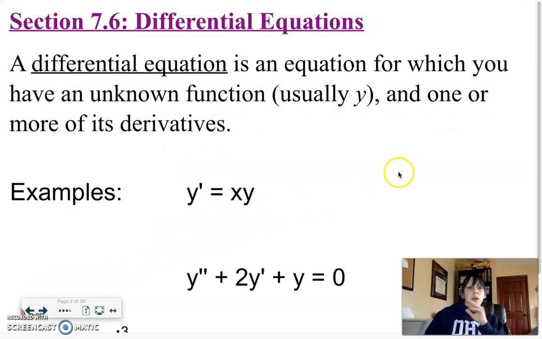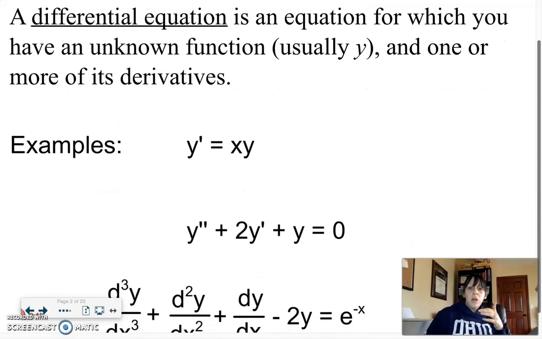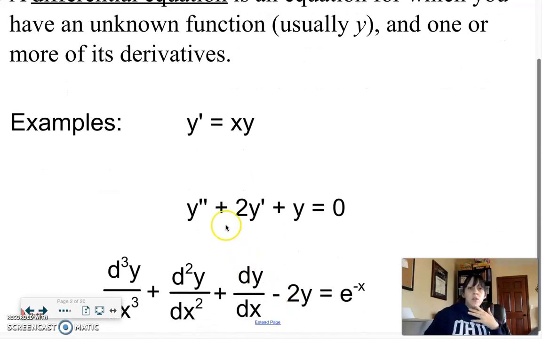Okay, so what we're going to be doing is discussing differential equations. And what that is, it's an equation where you have several unknown values, one of which is a derivative or a second derivative, or maybe even further, but one of your unknowns is a derivative. So here are some examples of some differential equations.